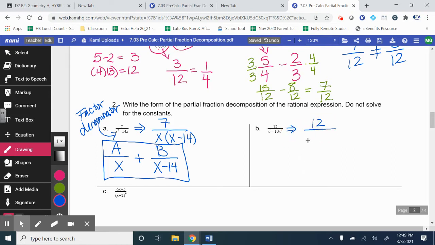So here you should have factored out an x squared, leaving you with x minus 10. Now, here's where it gets a little trickier. You must include all the factors at each increasing exponent. Let me write that. So you must include all factors at each increasing exponent.